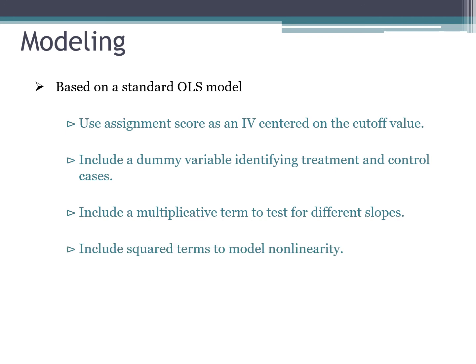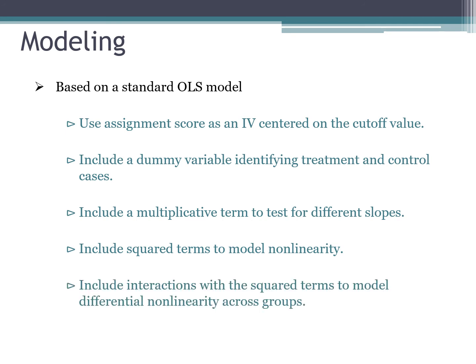Then, like I said, if you are concerned that the assignment variable is non-linearly related to the outcome, then you can include a squared term or maybe multiple squared terms to capture that functional form. If you have those squared terms, you also need to include interaction with the squared terms to be able to model precisely the changes, the nature of the slope before and after, the functional form of the slope before and after the cutoff for the treatment group versus the control group.